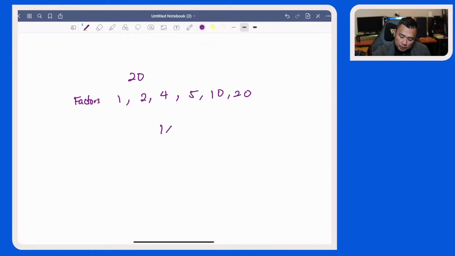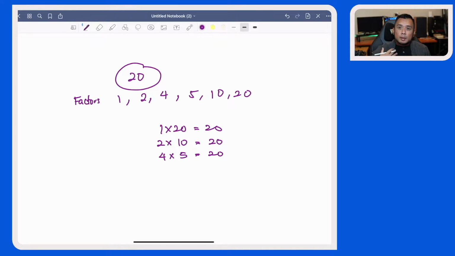Because if you take 1 multiplied by 20, you're going to get 20. If you take 2 multiplied by 10, you get 20. You've got 4 multiplied by 5, then your answer is going to be 20. So a few combinations of these factors, when you multiply them together, are going to give you the number 20. Now, the term highest common factor comes about when you are comparing two or more numbers, and you will need to determine what is the most or the highest common factor between these numbers.